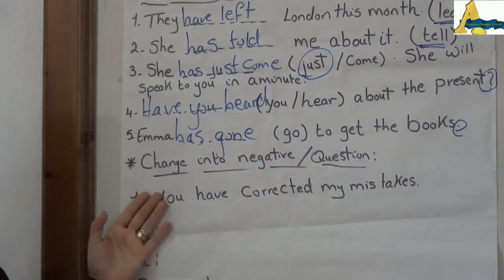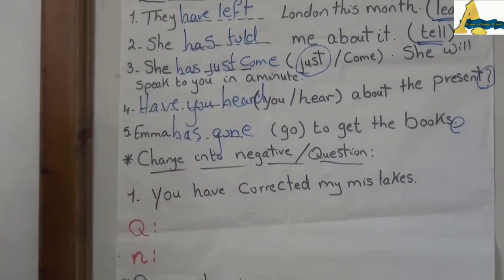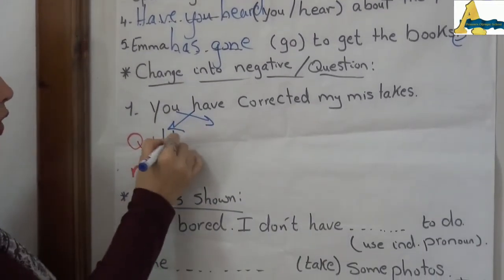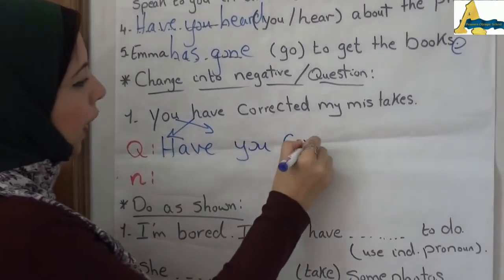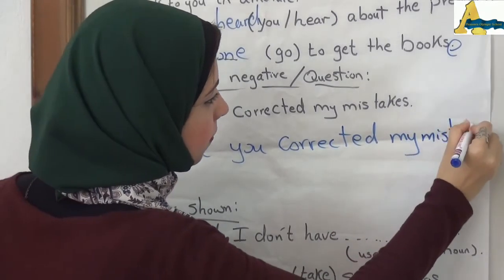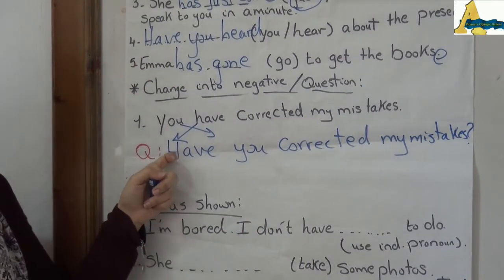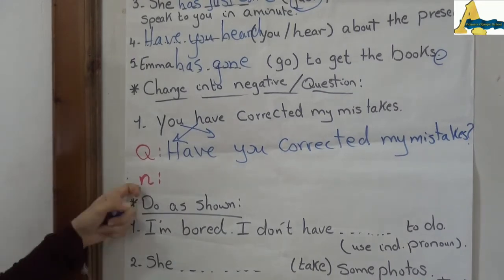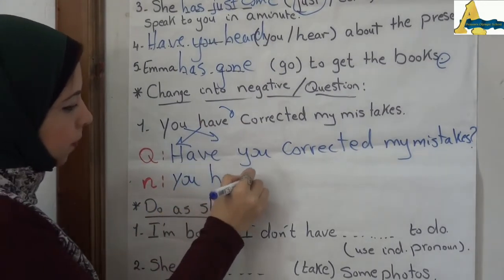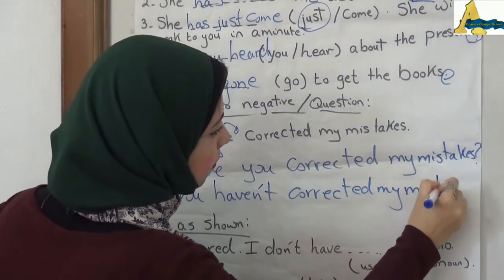Here we have another different exercise. Change into a negative or question. We have a statement and we have to change it into a question form. You have corrected my mistakes. What are we going to do in the question? We are going to make it inverted. So it's going to be: have you corrected my mistakes? Question mark. Of course, in the question we can use the keyword ever, but we don't have it now. The negative form we are going to change only by adding not. So you haven't corrected my mistakes.